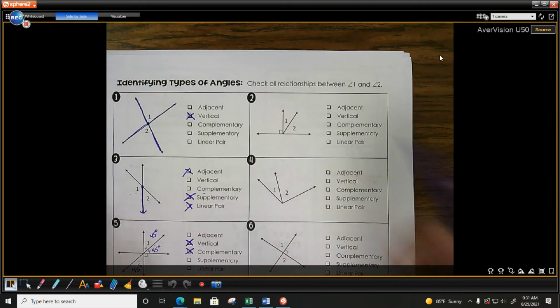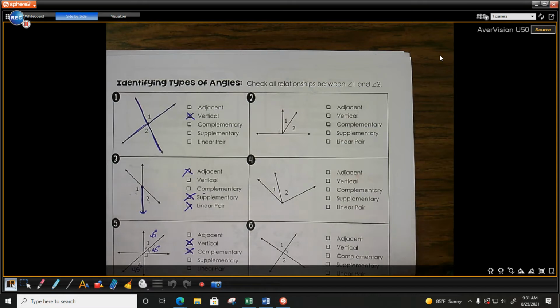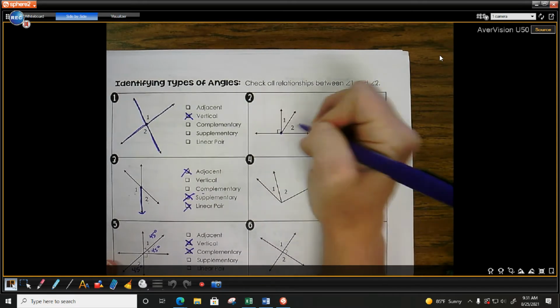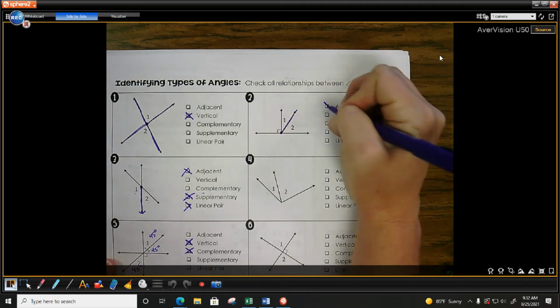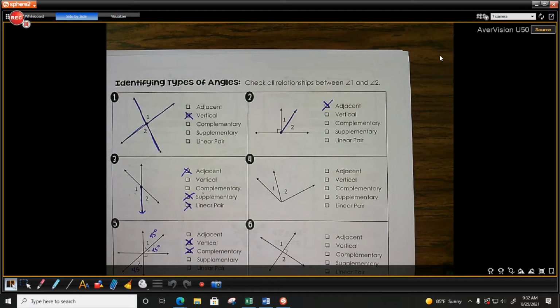Angle 1 and 2. They're adjacent. They have the same vertex and they share a side. They are adjacent. If they're adjacent, they can't be vertical. Okay? What else are angles 1 and 2? They're right angles. If it's a right angle, then they are complementary.